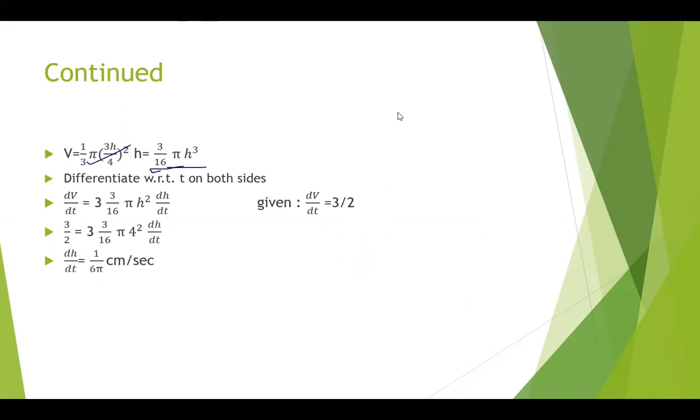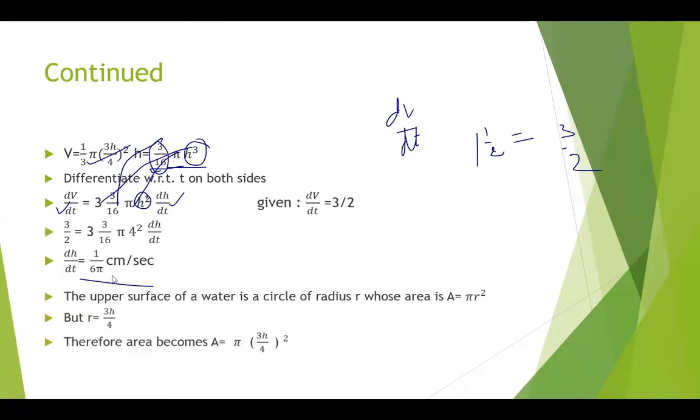Now, I know what dV by dt is. dV by dt means water is poured into the cone at the rate of 1.5 cc, as they had given. 1.5 you can convert into a fraction and write it as 3 by 2. So, dV by dt you will substitute as 3 by 2. There is 3 by 16 here, you will keep it as it is. Derivative of H cube is 3H square. Pi is kept as it is, into dH upon dt. Thus, we simplify. Then height is increasing at the rate of 1 upon 6 pi centimeters per second.